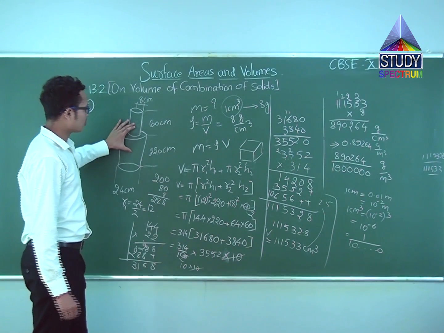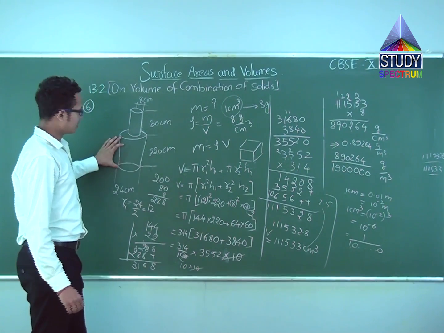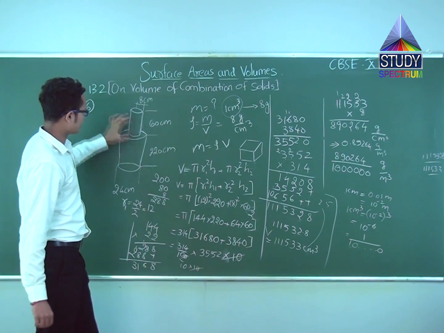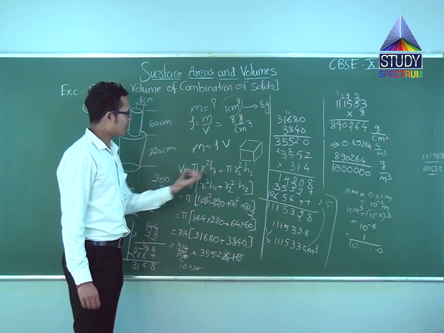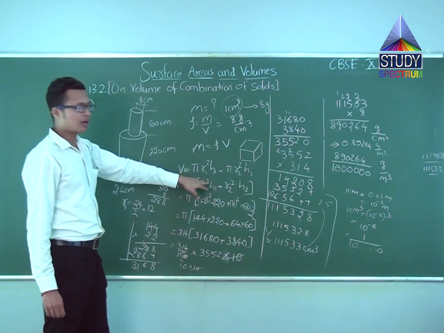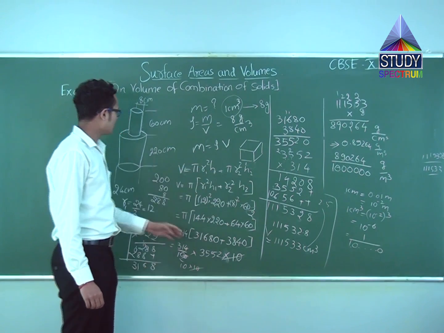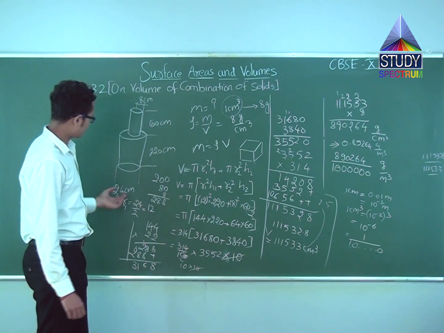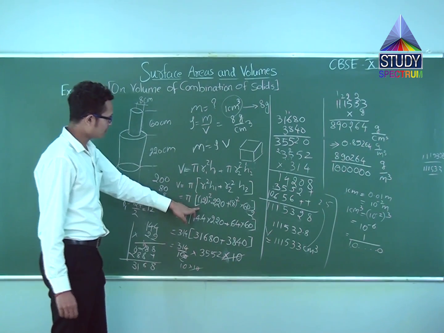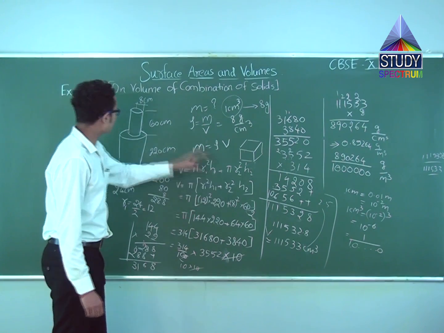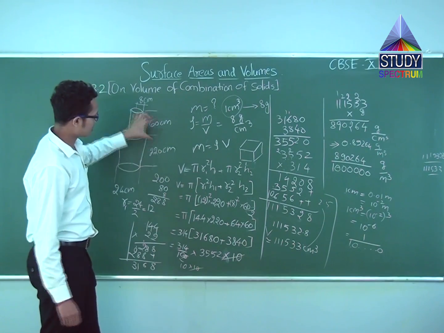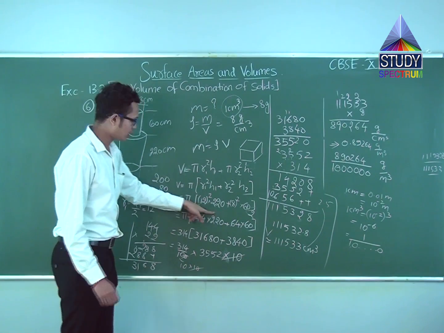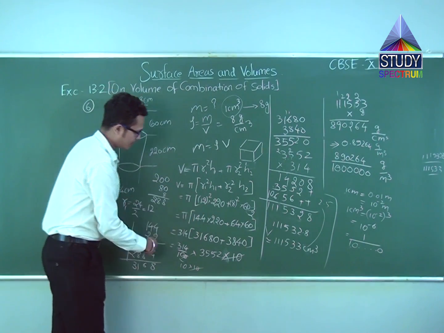Volume of this solid iron pole is volume of the bigger cylinder plus volume of the smaller cylinder. I've indicated the radius and heights of the cylinders as R1, H1 and R2, H2 because they are different in dimensions. So R1 is given as 24/2, 12, substituted here, and R2 is 8 centimeters, and H2 is 60, and H1 is 220, substituted here. And then we have done the simplification.